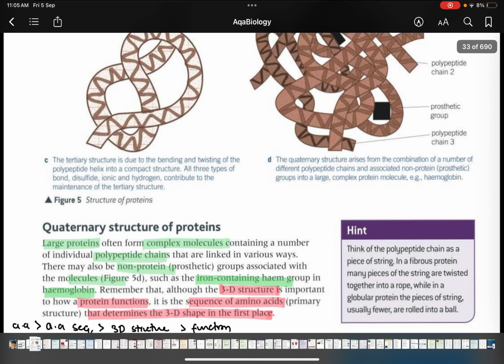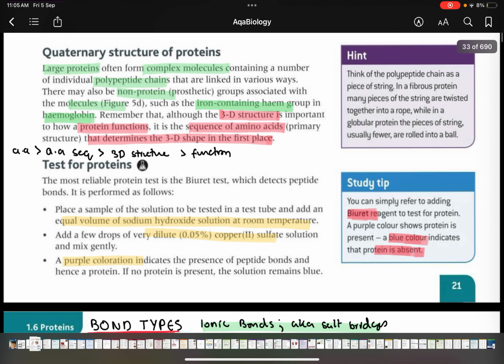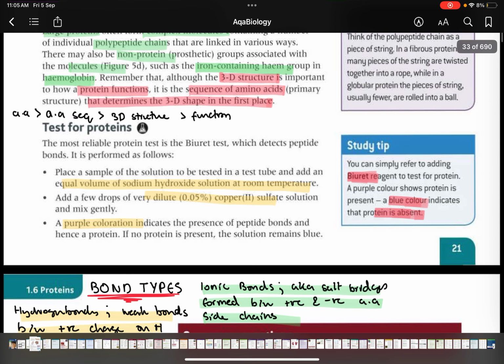So once you have your tertiary chain, right, you have your polypeptide chain, and multiple polypeptide chains may combine, and you might have non-protein groups that may be added that results in the formation of a complex protein molecule.